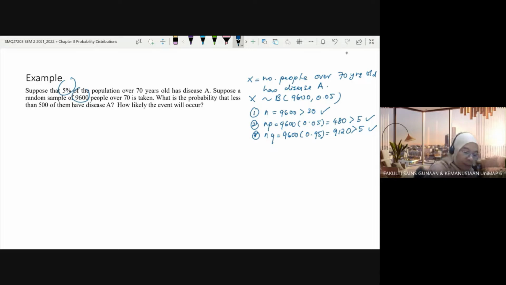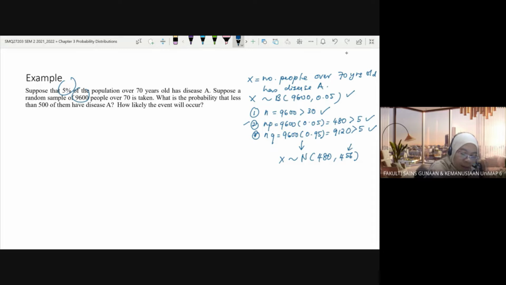So in this case, you can do the normal approximation, where your original X following binomial can be transformed into X following normal with parameter mean np. So np is 480 and the variance would be npq. In this case, it would be 465.